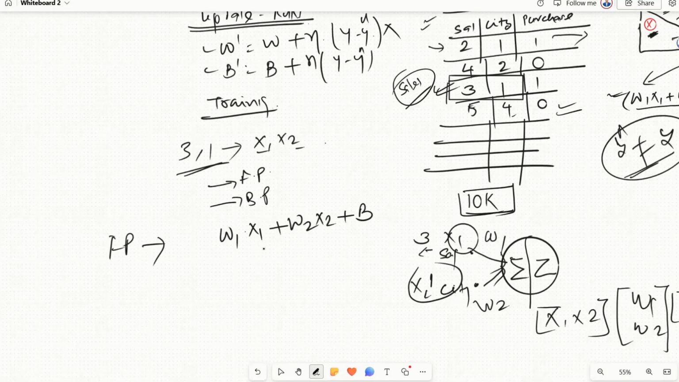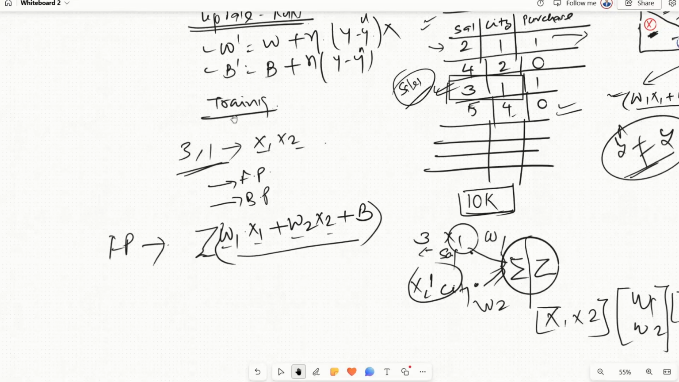As part of forward propagation, it is nothing but a dot product. So w1 x1 plus w2 x2 plus b, and then it will apply a function. What is the function? A step function. This step function will give either 0 or 1, you know that. This whole thing I'm calling y predict.